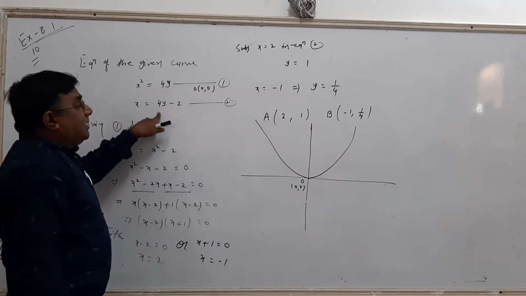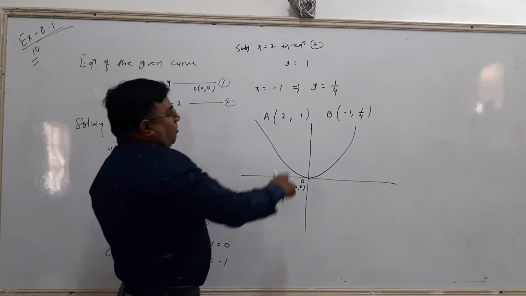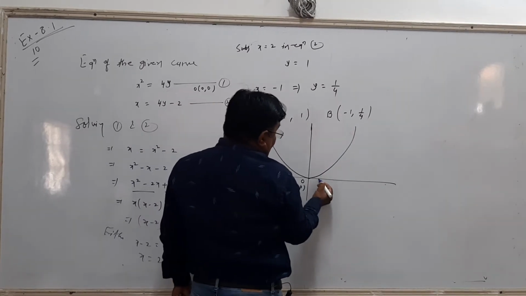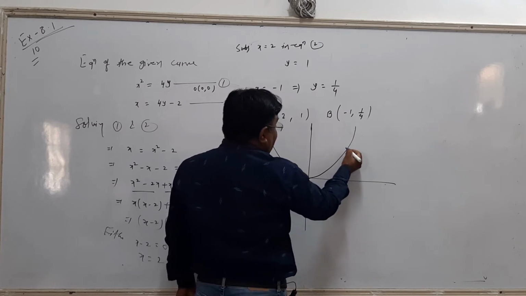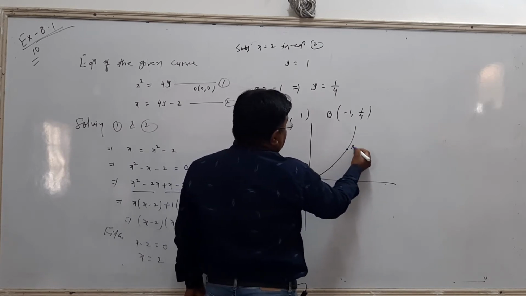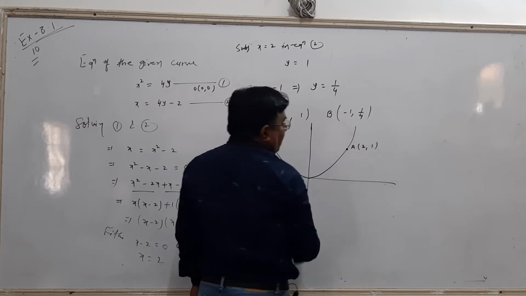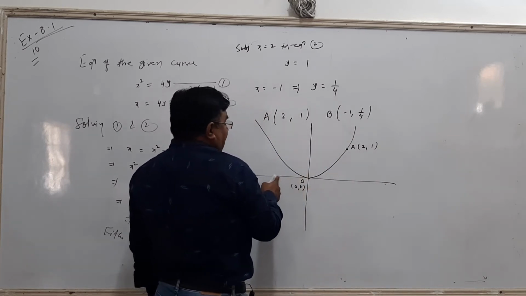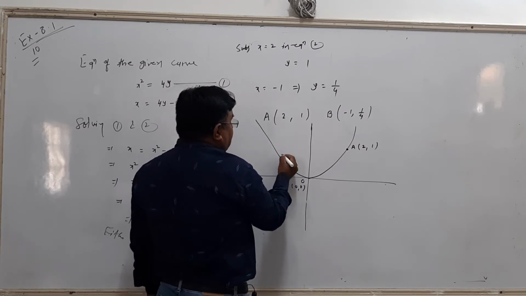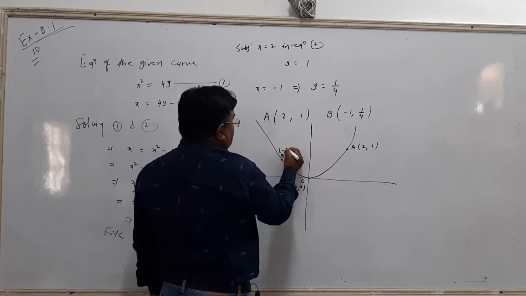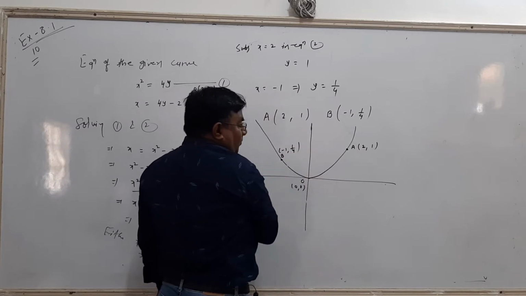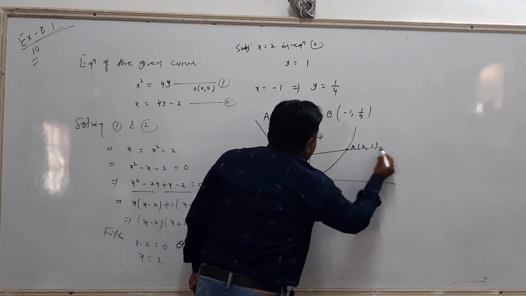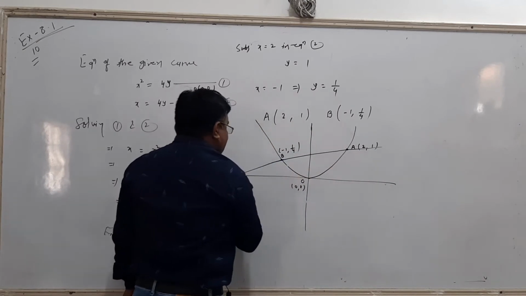Then second thing, draw the line. To draw the line, we have the two intersection points. One is x equals to 2, y equals to 1, which is on the curve. This is the intersection point A. This is another point, x equals to minus 1 and y equals to 1 by 4, another intersection point B. Now joining A to B makes a line, right? Extend it on this side and that side.